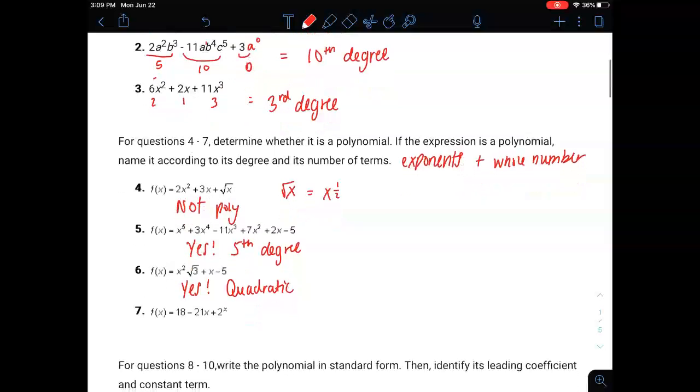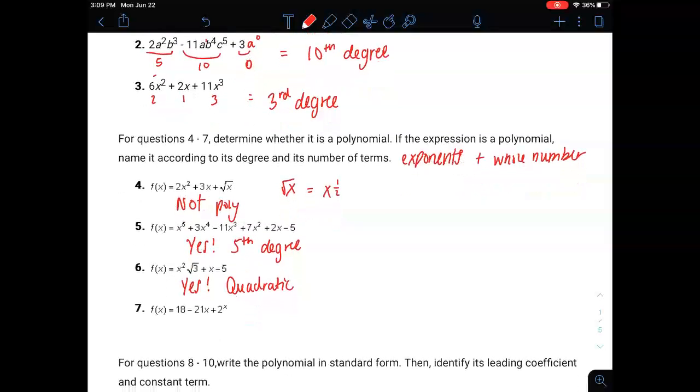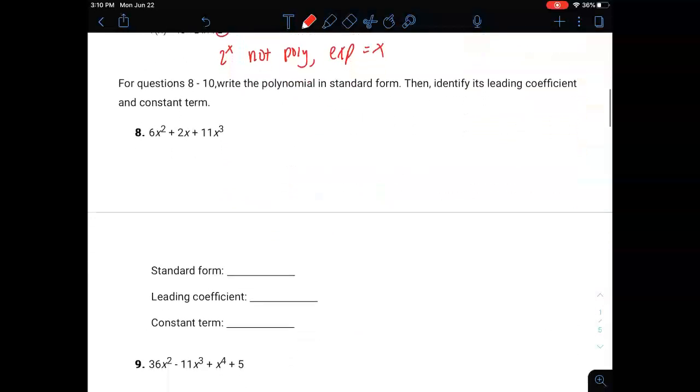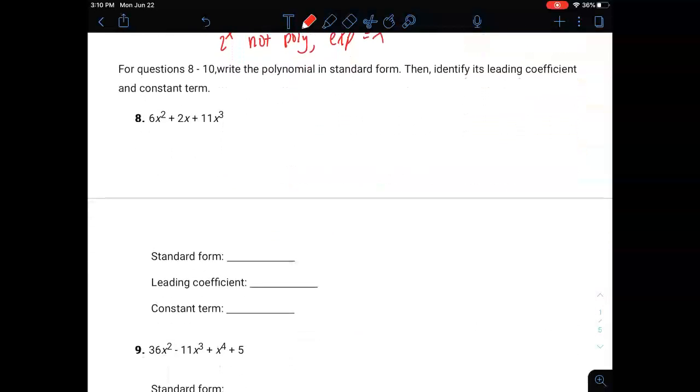All right, and then finally here, okay, we've got this term here, and that's 2 to the xth power. That is not a polynomial. 2 to the xth power is not a polynomial because that exponent is equal to x. That's not a whole number or positive value there. All right, 8 through 10, write the polynomial in standard form. So we'll do a couple of these here.